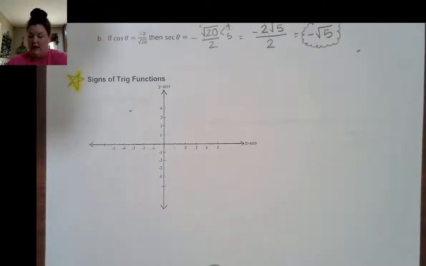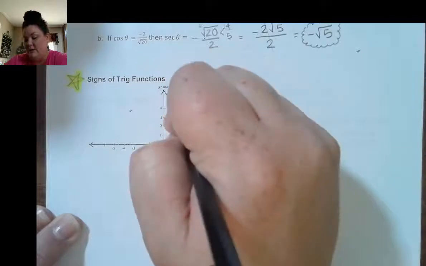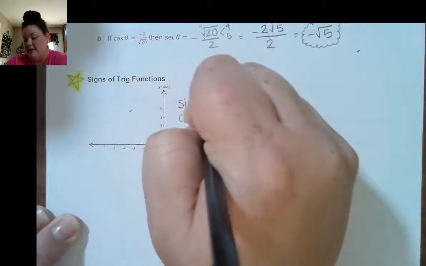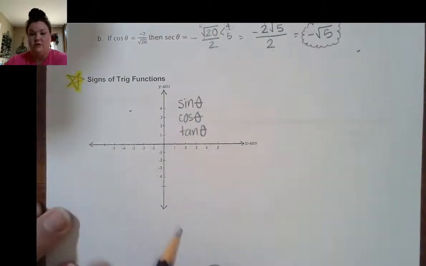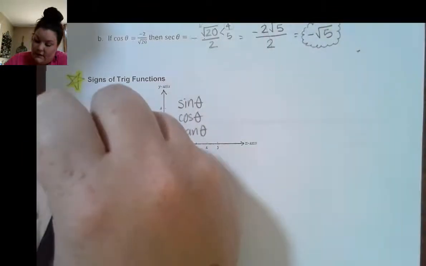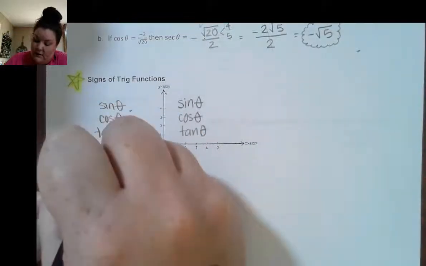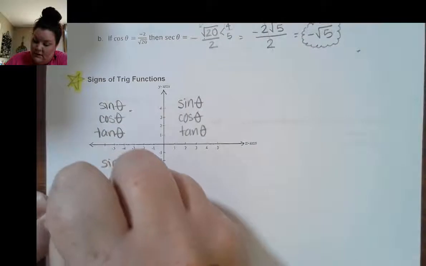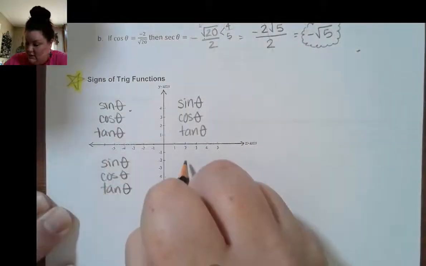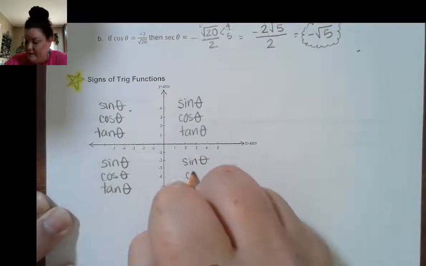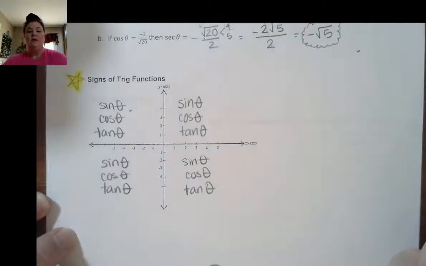Okay, so I want to go ahead and just write out what our sine theta, cosine theta, tangent theta values are in each of the quadrants. So I'm going to write sine theta, cosine theta, tangent theta, three times across. Okay, so let's think about it.